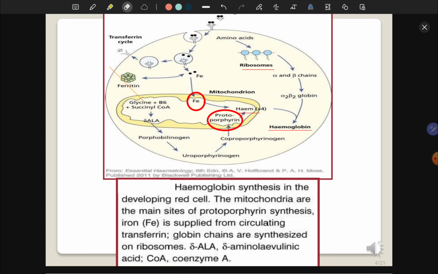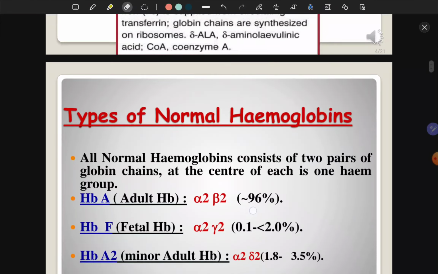Now, the next slide is the normal types of hemoglobin in an adult.